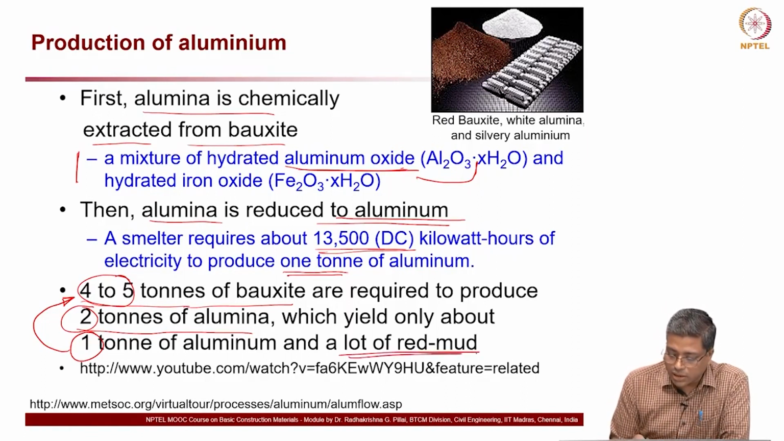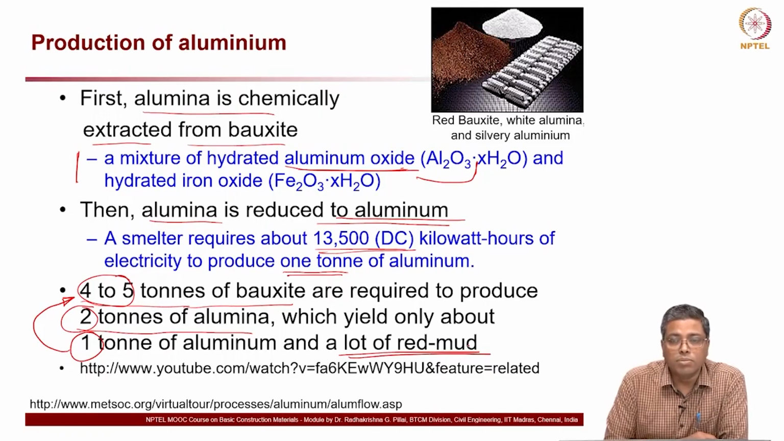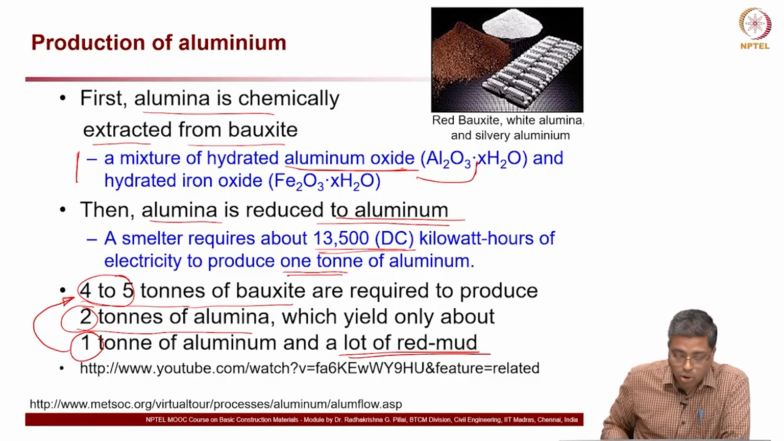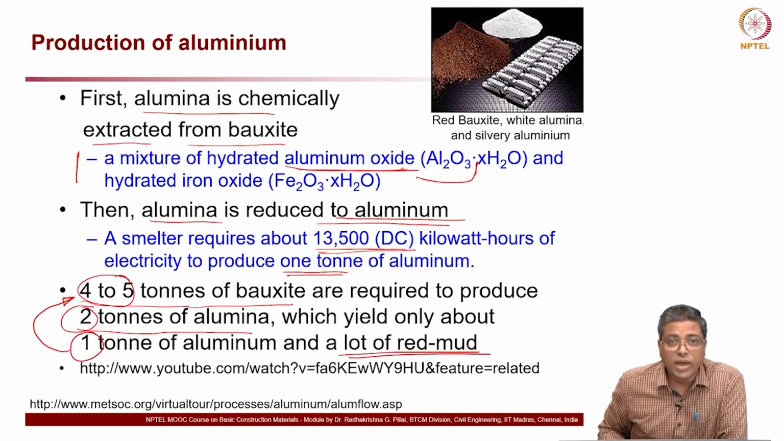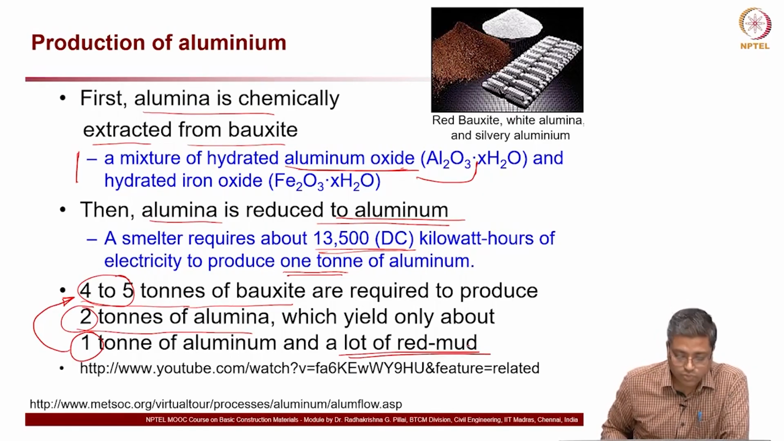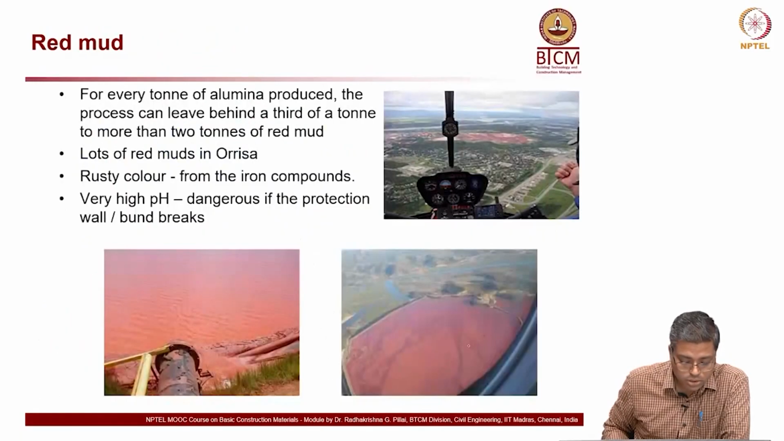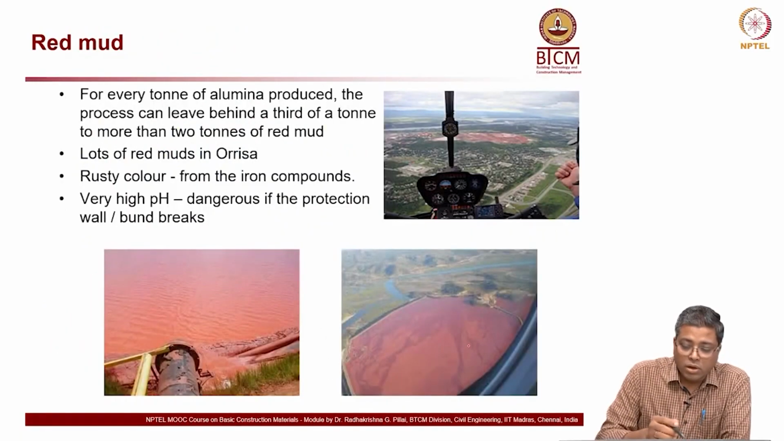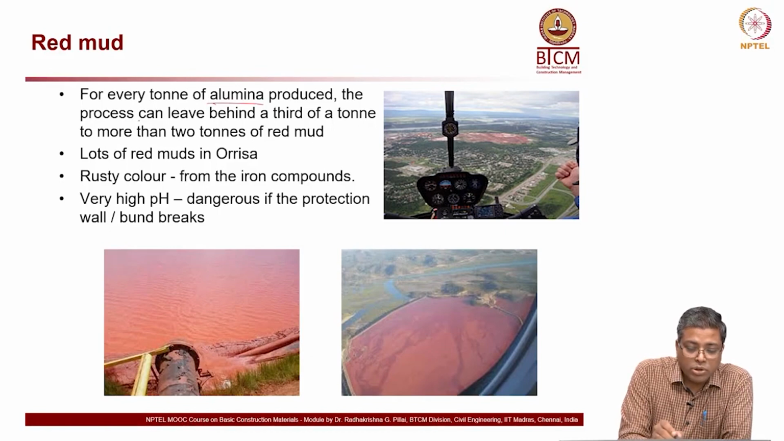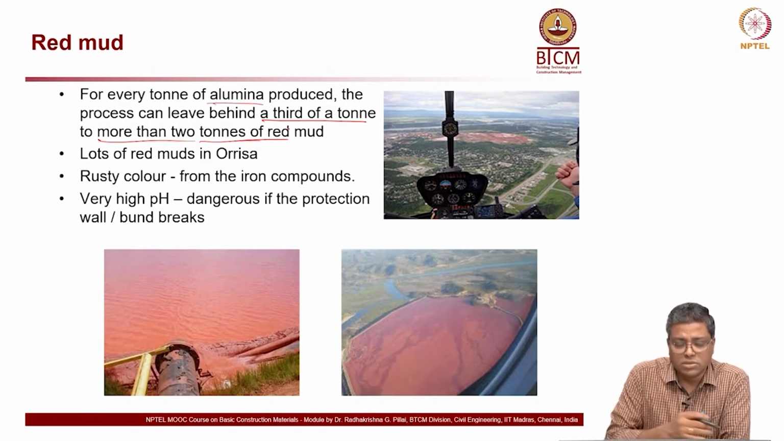And this red mud, we can look at it as a waste product or byproduct, but mostly waste product because it is not really being used today, it is actually ponded. I will show you some photographs. The main point here is there is a lot of waste generated with the production of aluminum. You can watch this YouTube video on this production process also. For every ton of alumina produced, the process can leave behind a third of a ton to more than 2 tons of waste. That is the whole point.